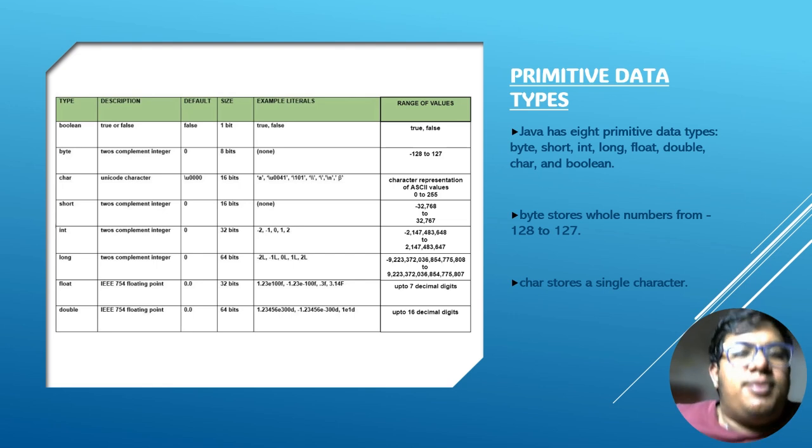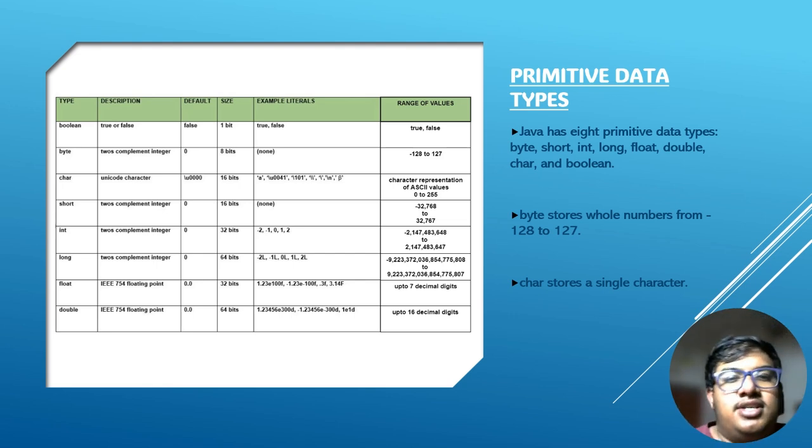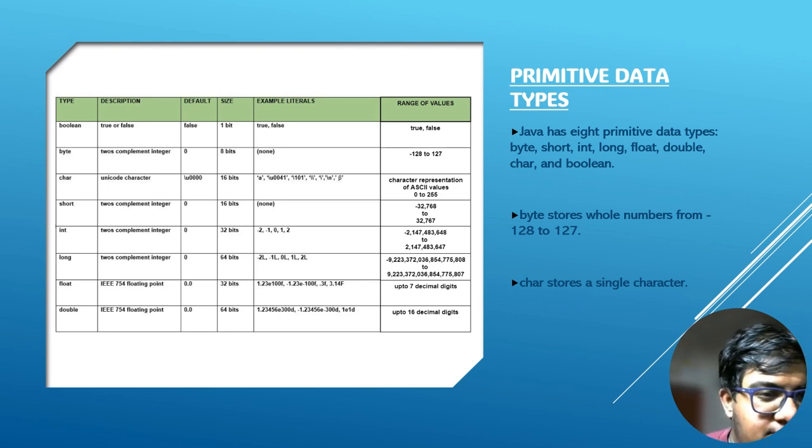First, let's see the primitive data types. Java has 8 primitive data types: byte, short, int, long, float, double, char and boolean. The byte stores a whole number from -128 to 127, while the char stores a single character. As you saw in the previous photo, there is a picture even here.